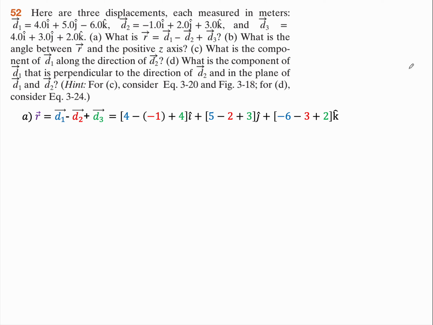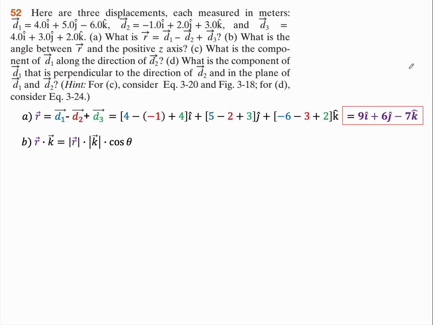So I've put all the components of d1 in blue, all the components of d2 in red, all the components of d3 in green, and all we need to do is add together those components for i hat, j hat, and k hat. If we do that, we'll discover the answer in this one is simply 9i hat plus 6j hat minus 7k hat. B, what's the angle between this new vector and the positive z-axis?